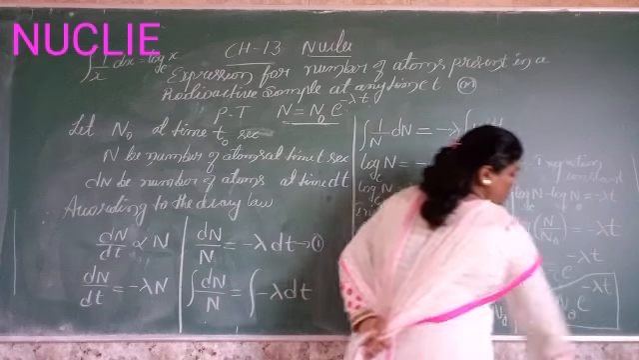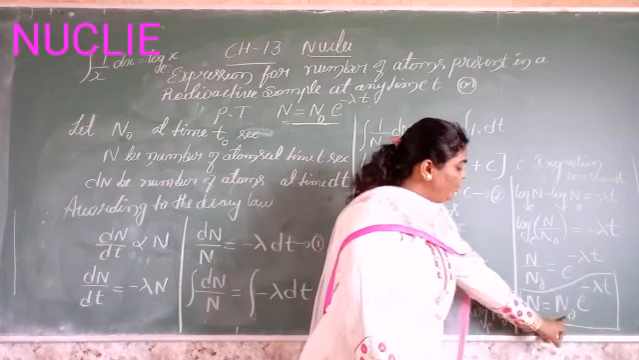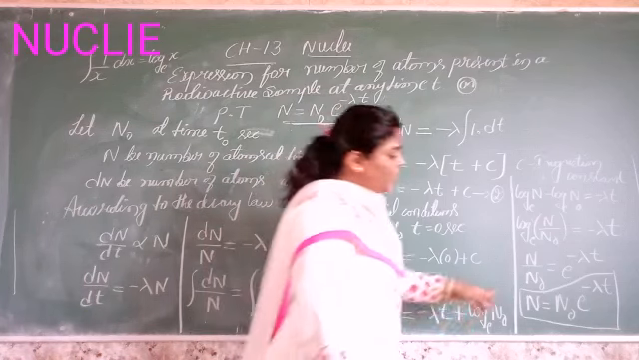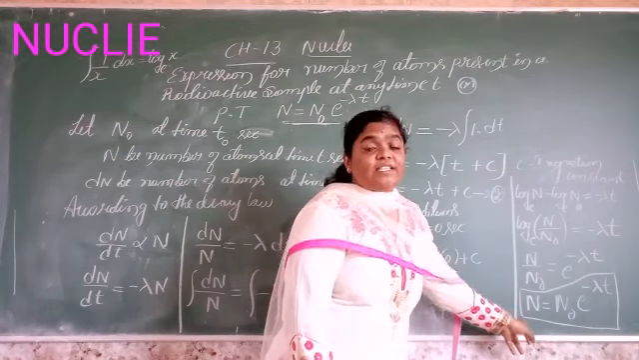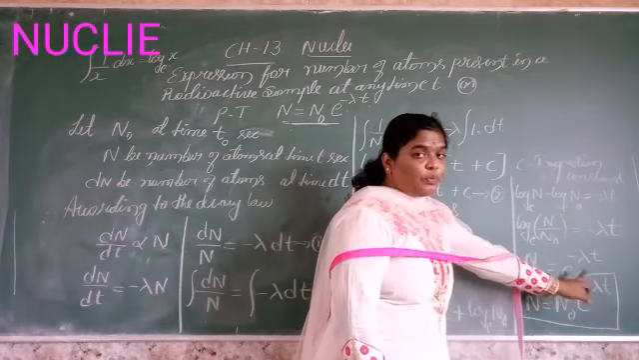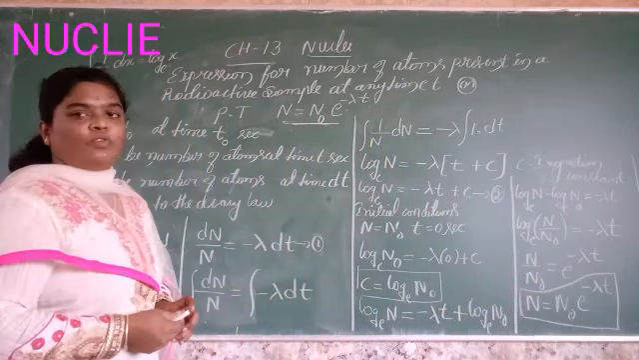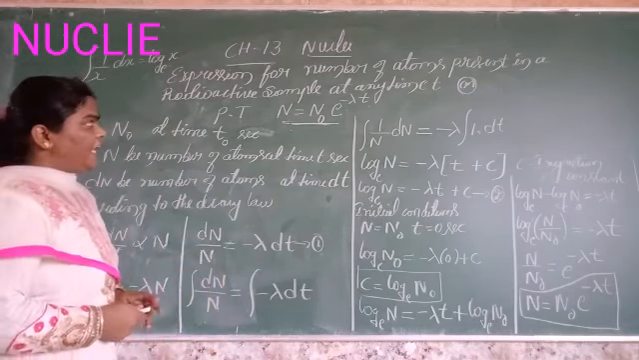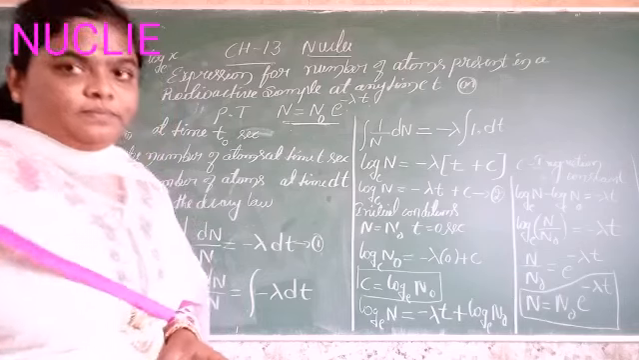Equation 12. The expression for the number of atoms present in a radioactive sample, that is n is equal to n naught e to the power of minus lambda t. Therefore, the number of atoms in a radioactive sample decreases exponentially as time increases. So this is the expression for the number of atoms in a radioactive sample at any time t: n is equal to n naught e to the power of minus lambda t.